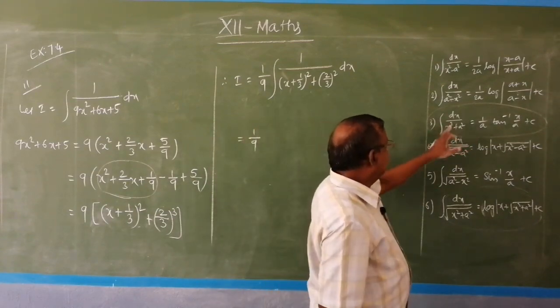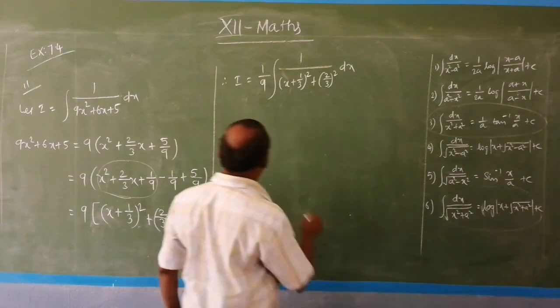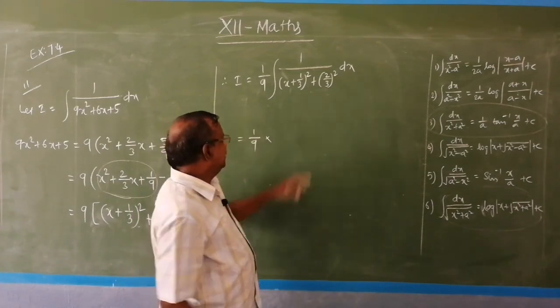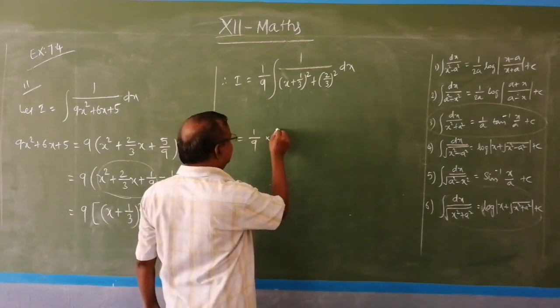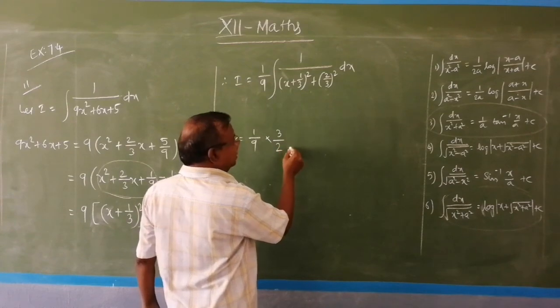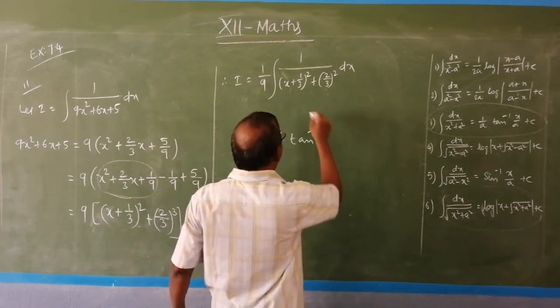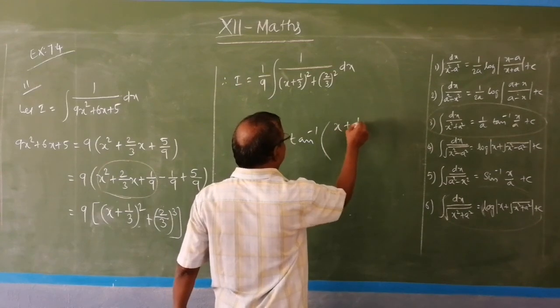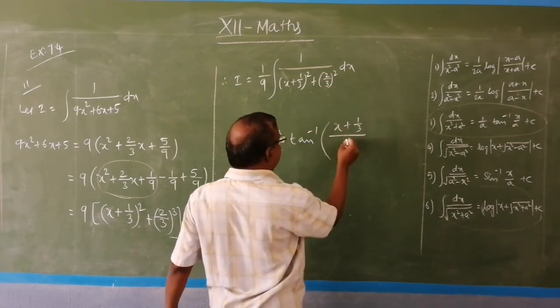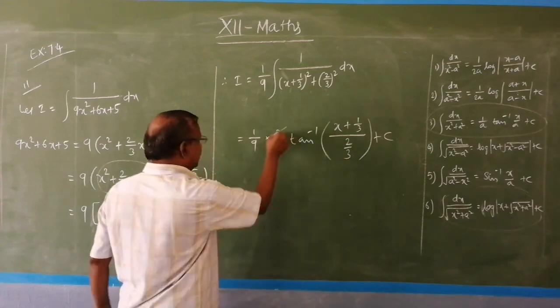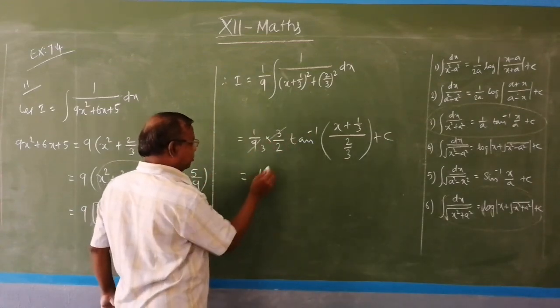and dx by x square plus a square equal to 1 by a. Here 1 by a means 1 by 2 by 3. 1 by 2 by 3 means 3 by 2 into tan inverse of x by a. X by a means x equal to x plus 1 by 3 divided by a means 2 by 3 plus c. It is 3 times.